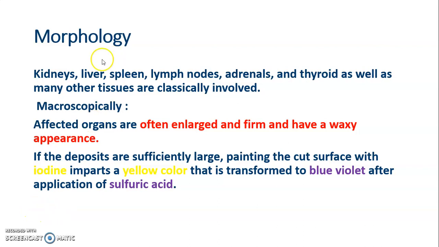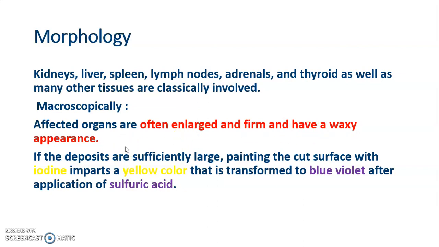Hello everyone. So coming to morphology in amyloidosis, all the organs like kidneys, liver, spleen, lymph nodes, adrenals and thyroid are involved in amyloidosis. Macroscopically, the affected organs are often enlarged, firm and have a waxy appearance. So there is enlargement of the organ with waxy appearance.